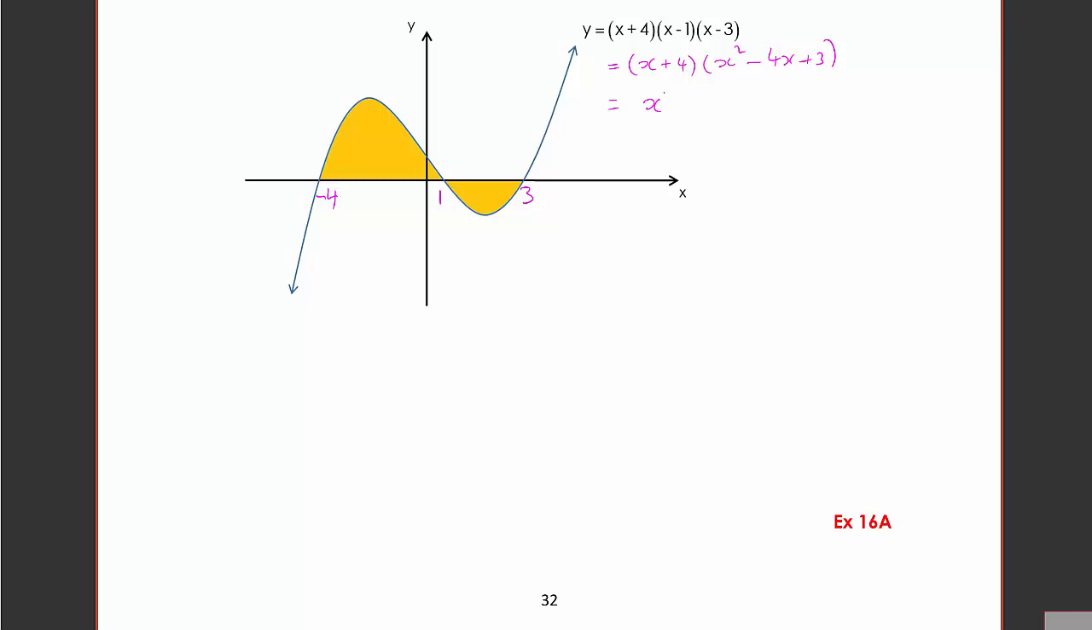So that would give me x cubed minus 4x squared plus 3x plus 4x squared minus 16x plus 12, which is x cubed minus 13x plus 12. So we've got to integrate x cubed minus 13x plus 12. And initially I'm going to do it from -4 to 1.